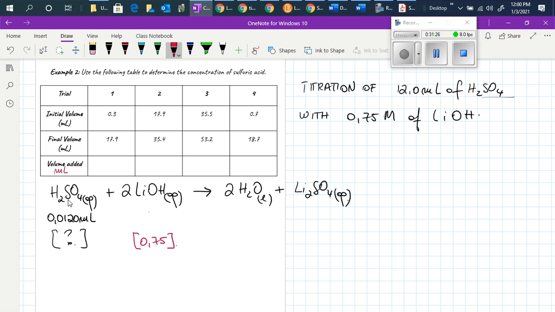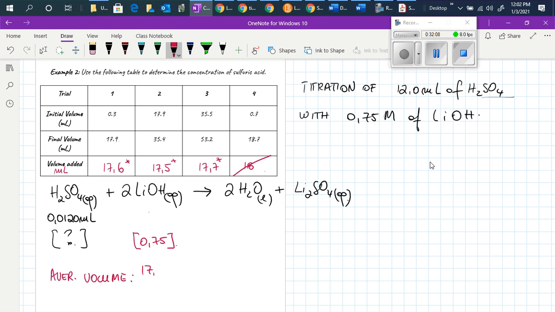Volume added will be in milliliters. For the first one, 17.9 minus 0.3 will be 17.6, 17.5, 17.7, and 18. This will be eliminated because it is more than plus or minus 0.2 in difference with the other ones. So the volumes that we will use will be those ones here. Let's find the average volume.